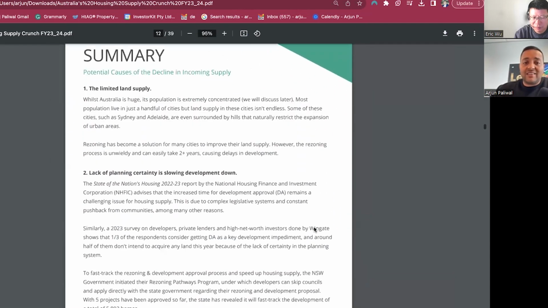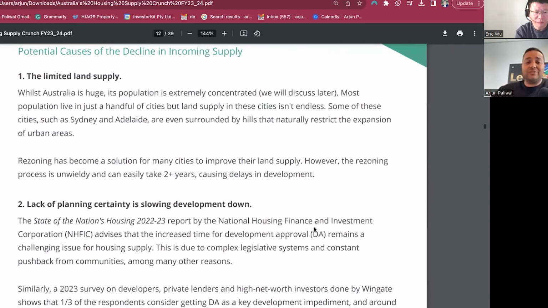Now, other things as well: Australia's lack of land supply. Whilst Australia is very huge, our population is extremely concentrated. I'll go into more of that later, but the main thing here is that our land supply, our rezoning processes, our time to develop, as well as our concentration of population, are some of the worst in the world. Very few places in the world have that much population concentrated in just a few cities. Obviously, there are some natural things that make it difficult, but we still have a lot of connectivity that could improve.